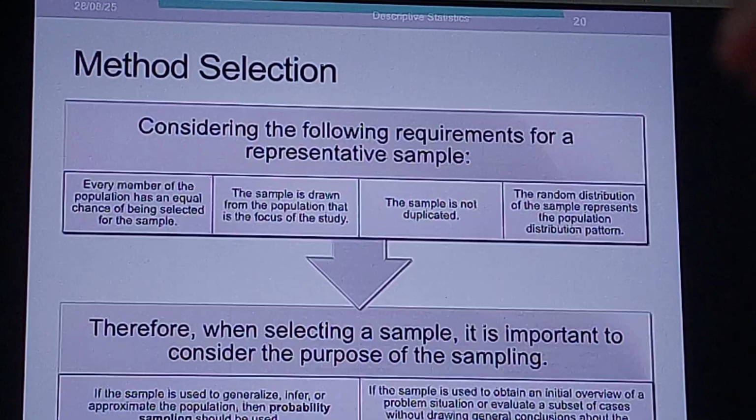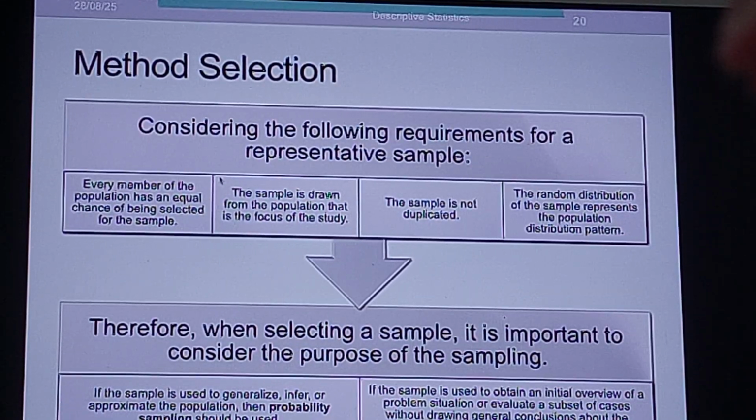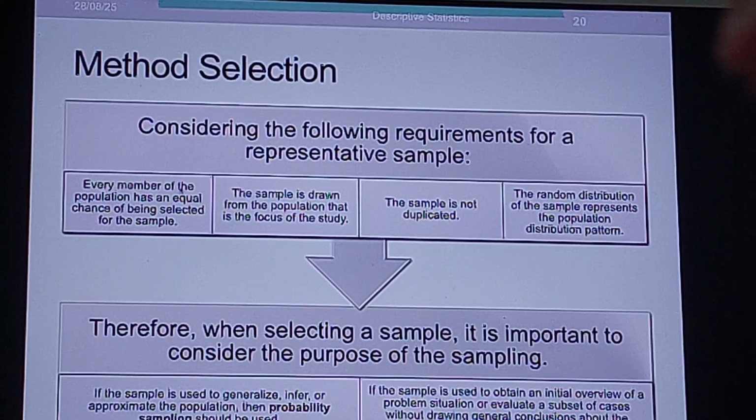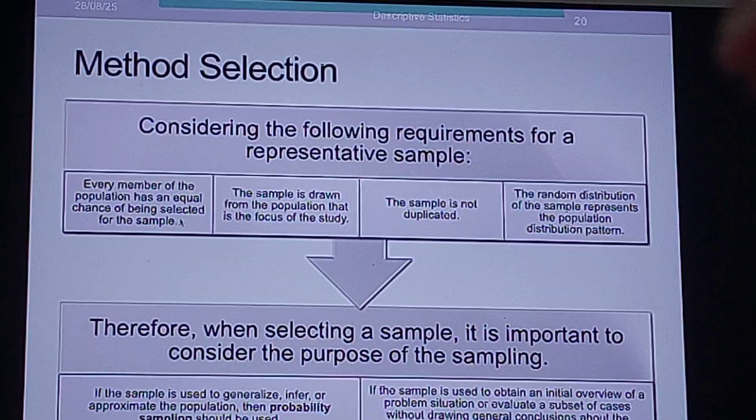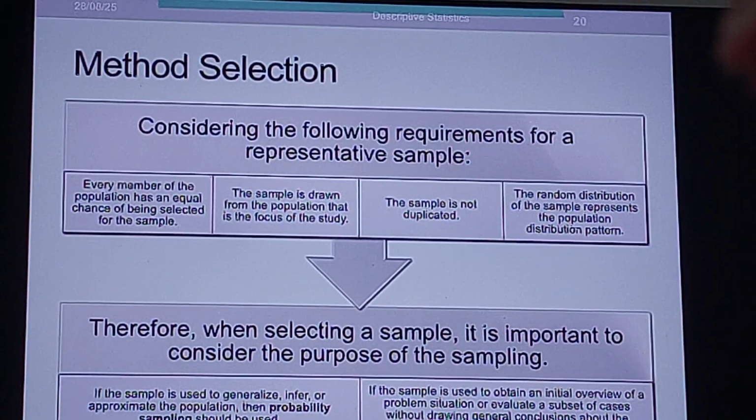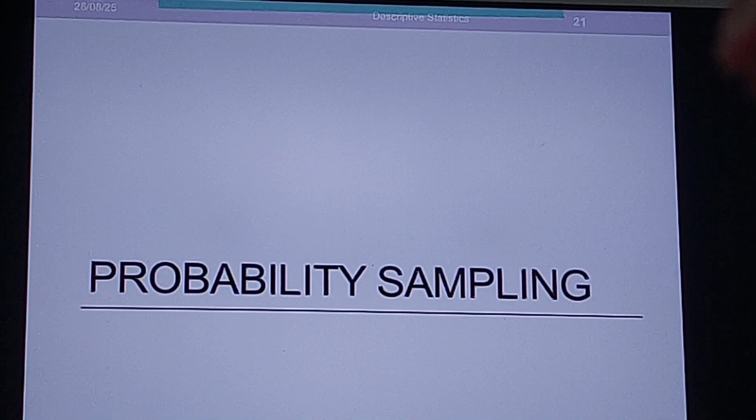And from the method selection, considering the following requirements for a representative sample, there are 4 requirements. The first one, every member of the population has an equal chance of being selected for the sample. I think it's similar to the previous slide, so just ignore it. The sample is drawn from the population. The sample is not duplicated, and the random distribution of the sample represents the population distribution. Okay. Let's end this slide.